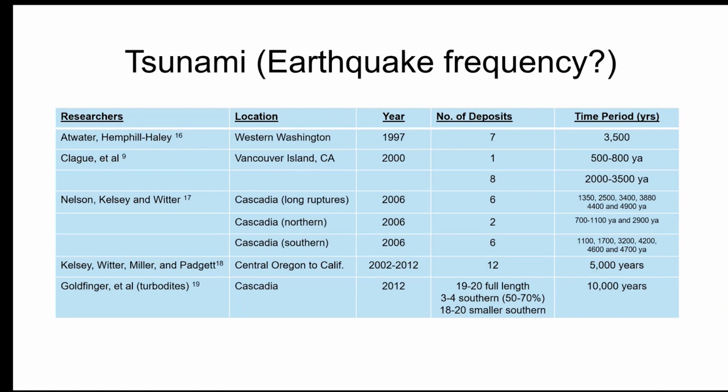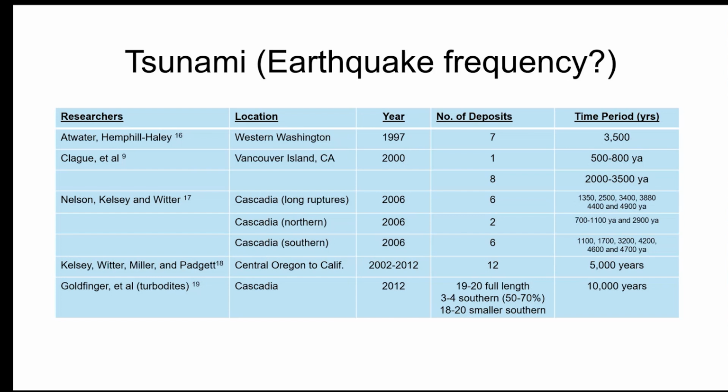So I guess then the question is, how often does this happen? There have been lots of studies out there. I think Atwater and Hemphill were one of the first. There are some others who were looking at deposits off Vancouver Island. You can't go back too far off Vancouver Island; you can only get about 1,000 years old out there. But one of the bigger ones they did covered a 3,500 year time period, and there were 7 big tsunami deposits. Clague did some, Nelson did some, and anyhow, then Goldfinger did something different.